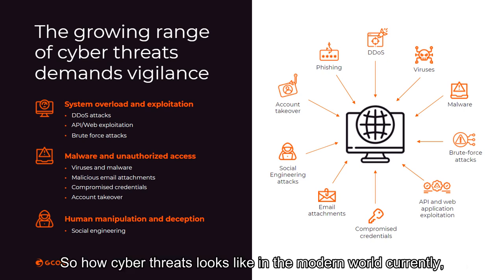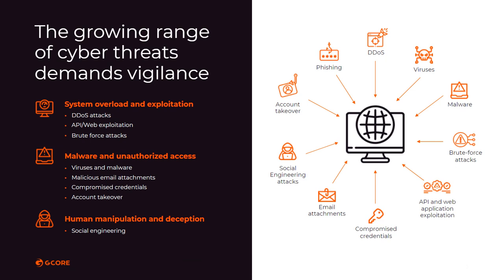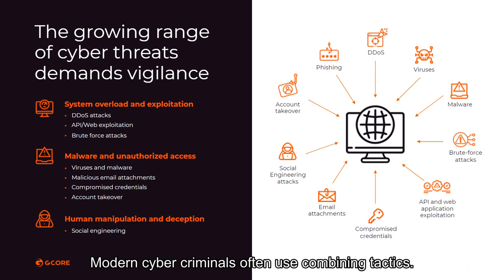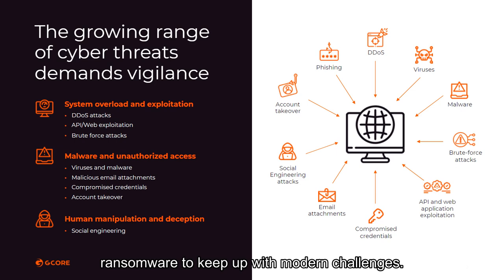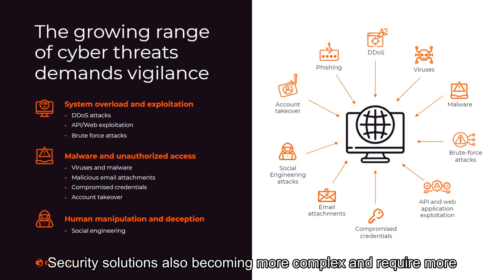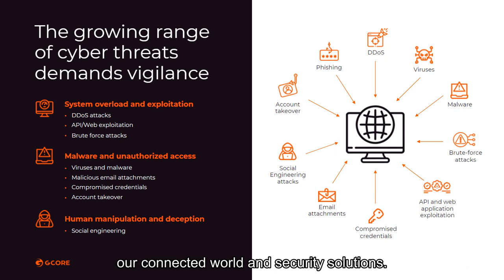So, what do cyber threats look like in the modern world? Currently, the range of threats we might encounter is expanding, and the complexity of their attacks is increasing. Modern cyber criminals often use combined tactics such as social engineering attacks, along with phishing and ransomware. To keep up with modern challenges, security solutions are also becoming more complex and require more complicated development and testing. The recent incident with CrowdStrike underscored the fragility of our connected world and security solutions.